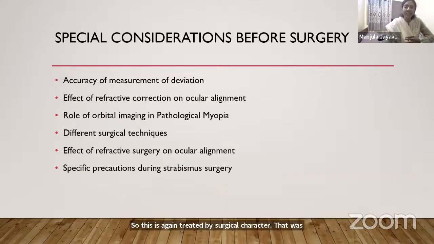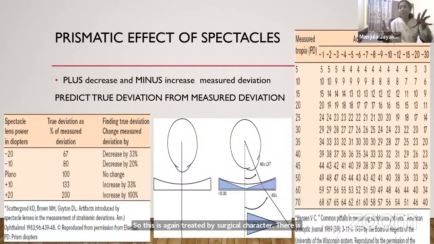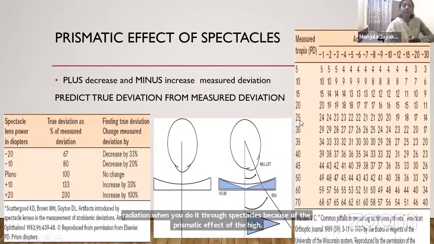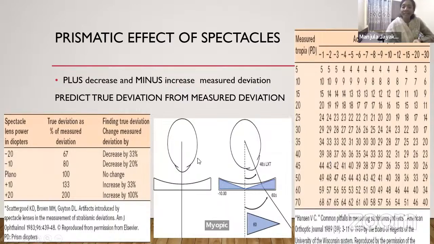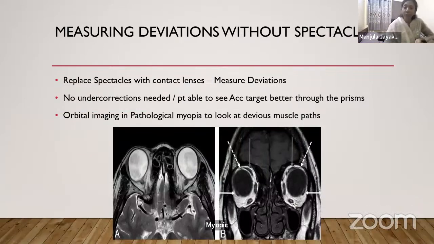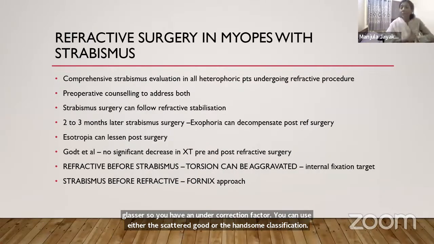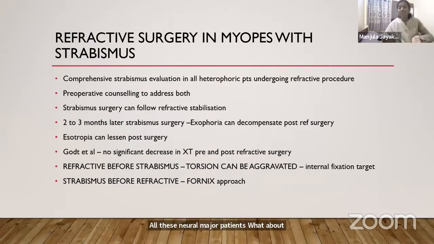There are certain special considerations. One thing in measurement of deviation, what you measure is different from true deviation when you do it through spectacles because of the prismatic effect of the high myopic glasses. So you have an undercorrection factor. You can use either the Scattergood or the Hansen classification. Always neuroimage your patients. And what about refractive surgery in myopes with strabismus?